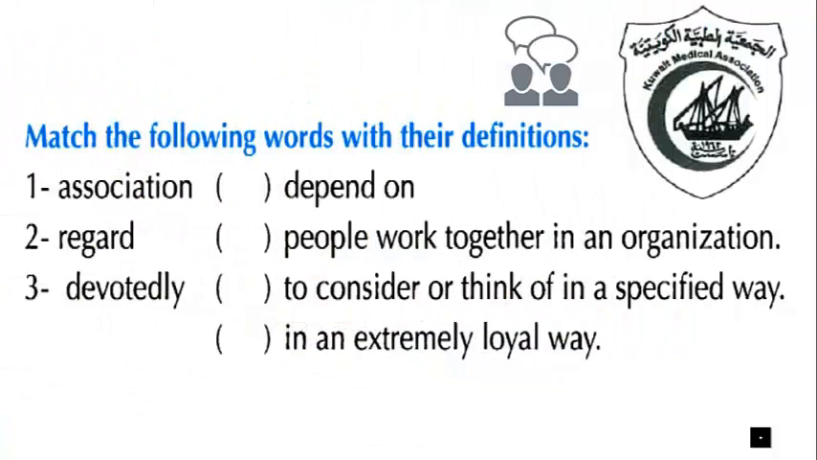Now, match the following words with their definitions. You have 3 words on the left: association, regard, and devotedly. And on the right: depend on, people work together in an organization, to consider or think of in a specified way, in an extremely loyal way. Pause our video and take your time.